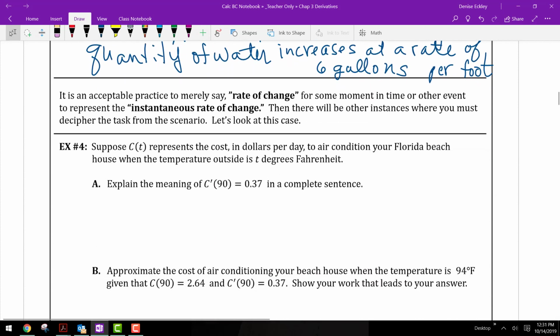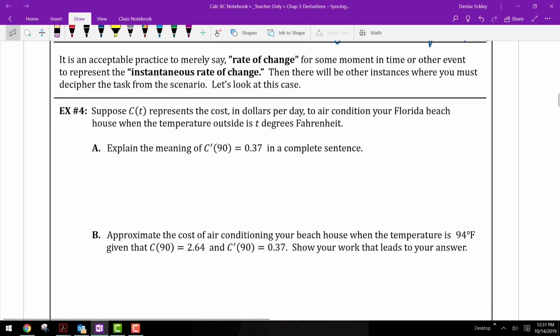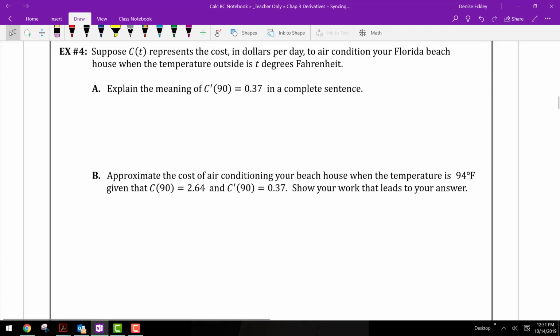Okay, so we can use rates for any kind of change. It is acceptable to just say rate of change instead of instantaneous rate of change, but other times you have to make that distinction depending on how you're describing something. So the next example describes that. Suppose C of T represents the cost in dollars per day to air condition your Florida beach house when the temperature outside is T degrees Fahrenheit. So we want to explain the meaning of C prime of 90 equal to 0.37 in a complete sentence, just like we did before.